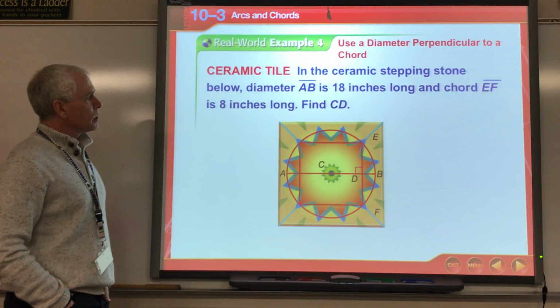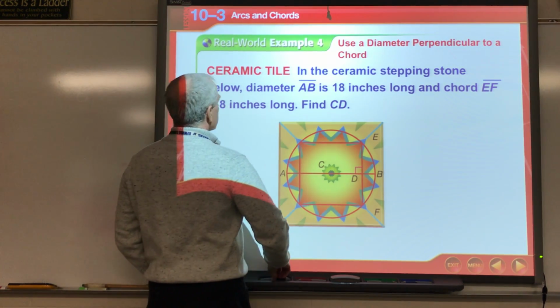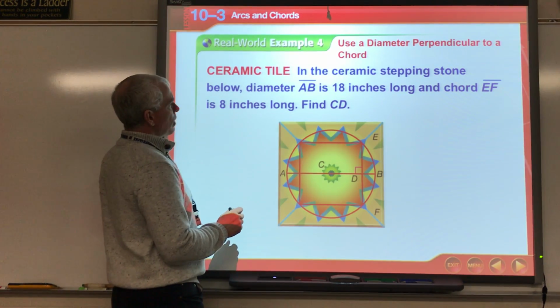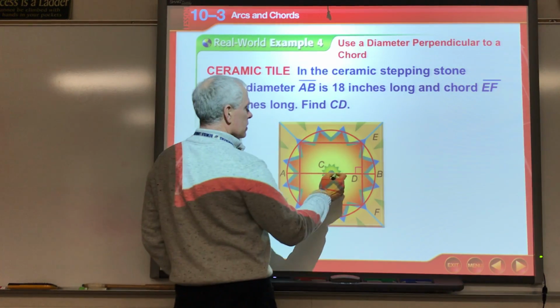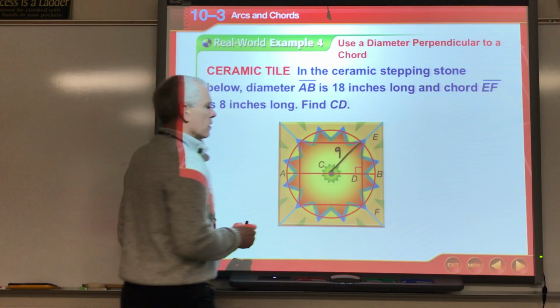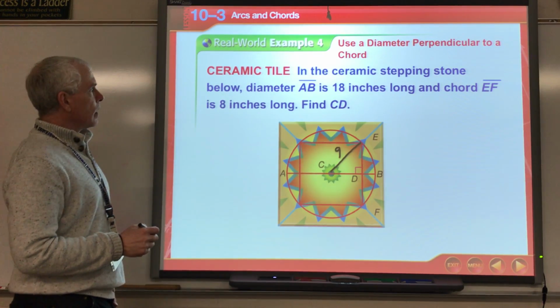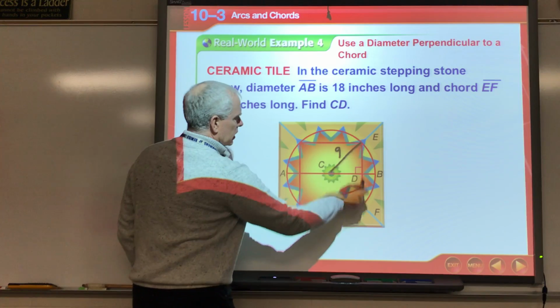Okay, this one's going to make us think a little bit more. In the ceramic stepping stone below, diameter AB is 18 inches. So if the diameter is 18, then the radius is 9. I'm going to draw that in there. That's got to be 9. And EF, from here to here, is 8.